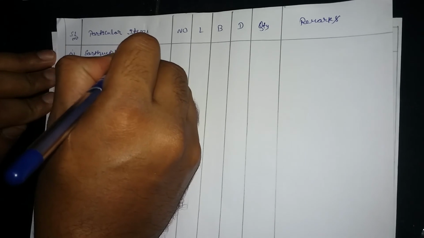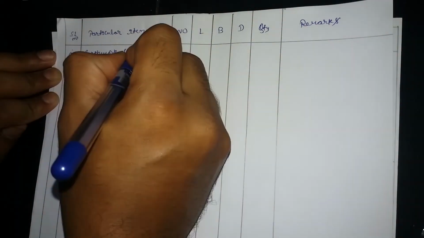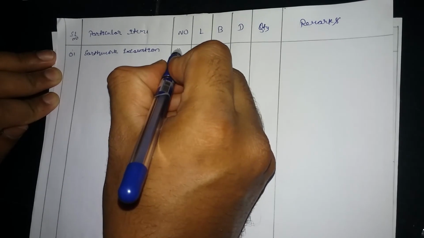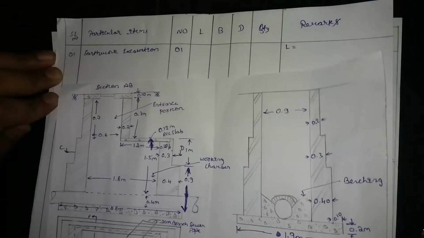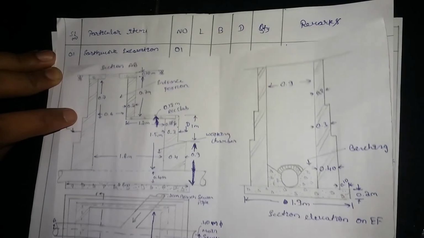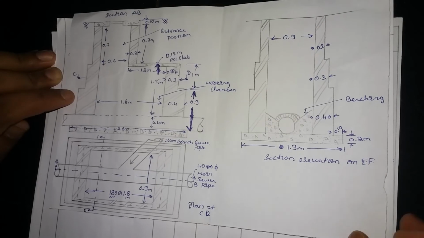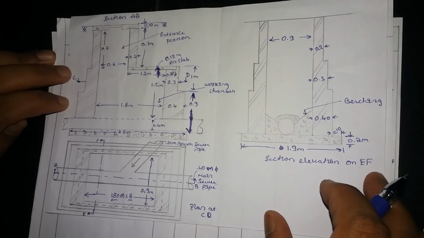So earthwork excavation number, how many numbers are there? We have only one earthwork excavation, so I am writing here 1. Okay, so now we need to find out the length. Now see the figure. In order to find out the earthwork excavation, whether it is from the plan or from the section, we need to get the total length of that earthwork.